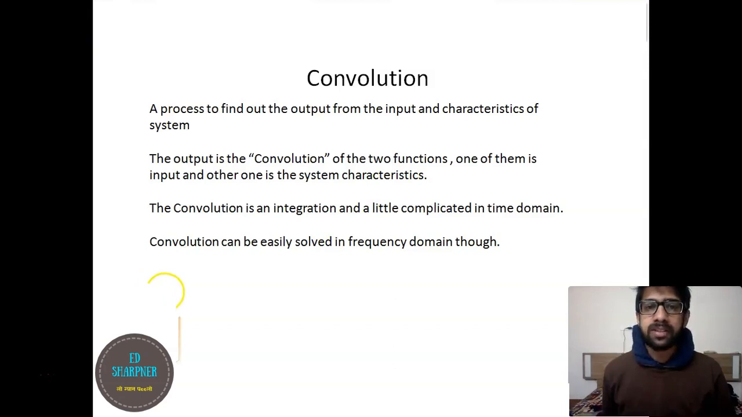The output is the convolution of these two functions. One of the functions is the input mathematical function, and the other function is the characteristic equation or the transfer function of the system. So after convolving these two signals together, you get the output. Convolution is nothing but revolving one signal with another. You can call it mixing in simple language.